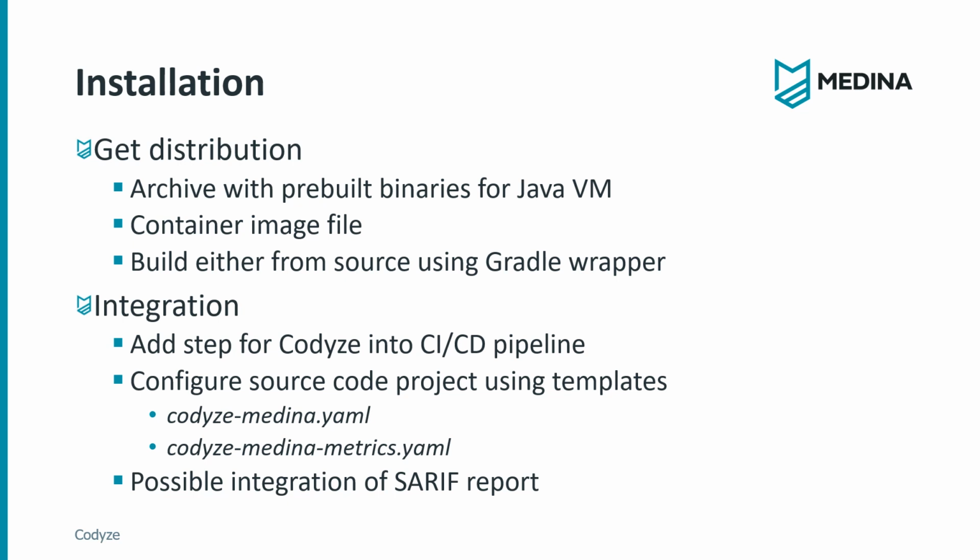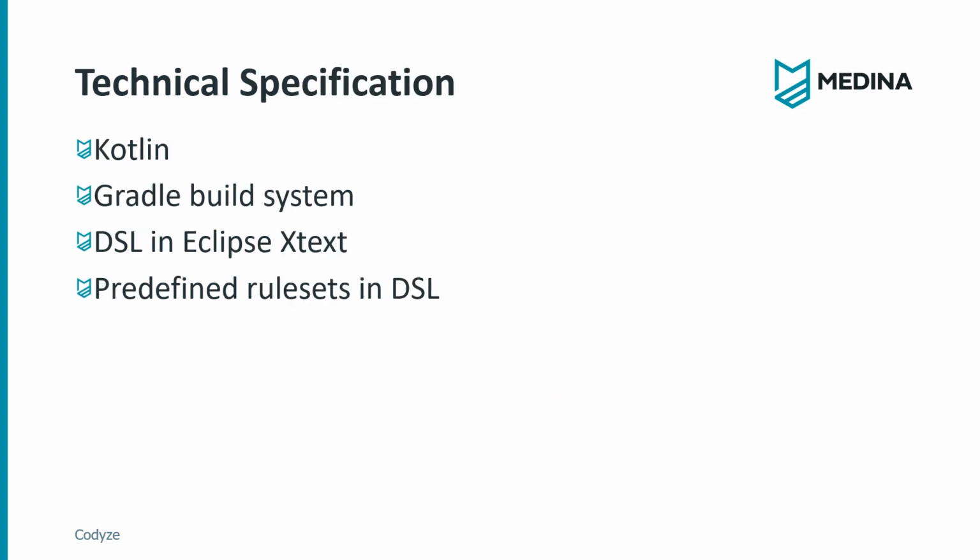in source code. Codyze for MEDINA is written in Kotlin. It uses the Gradle build system through the Gradle wrapper. The DSL is developed using Eclipse Xtext. Finally, Codyze is bundled with the predefined rule set specified in the DSL.